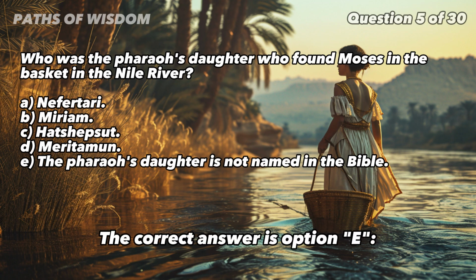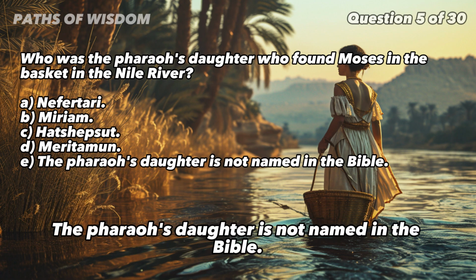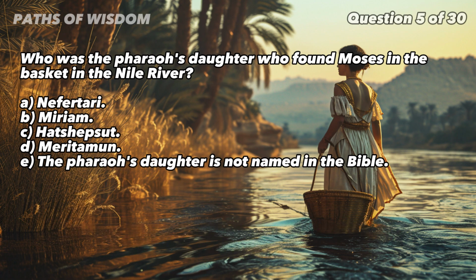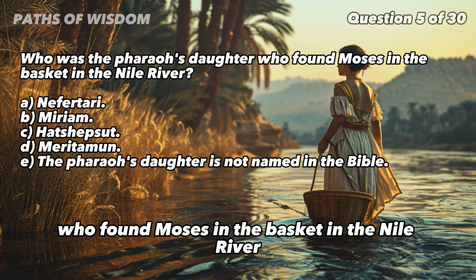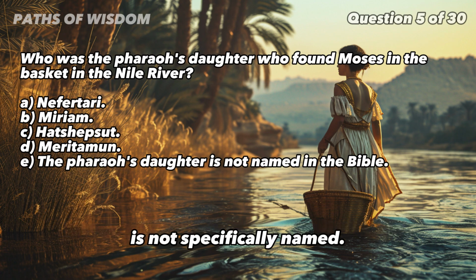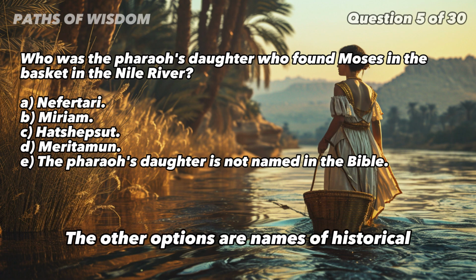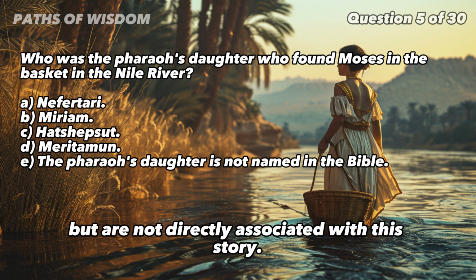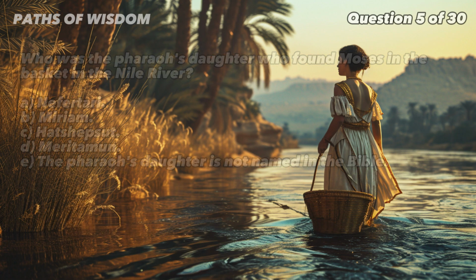The correct answer is option E. The pharaoh's daughter is not named in the Bible. According to the biblical narrative, the pharaoh's daughter who found Moses in the basket in the Nile River is not specifically named. The other options are names of historical Egyptian figures, but are not directly associated with this story.